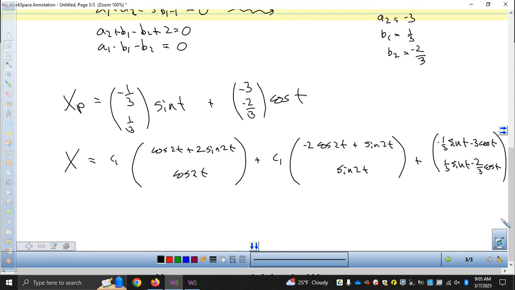What does this mean? It's just a bunch of sines and cosines. What does that look like? So this is telling us that x of t is c1 cosine 2t plus 2 sine t, plus c2 times minus 2 cosine t plus sine 2t, plus 1/3 sine t minus 3 cosine t. But that's what it's telling us mathematically.